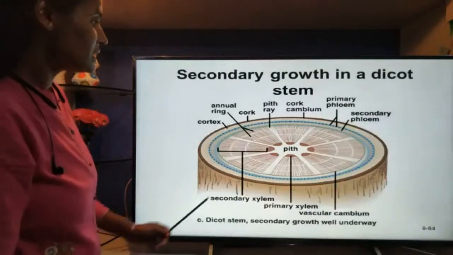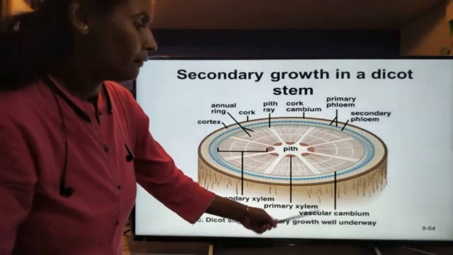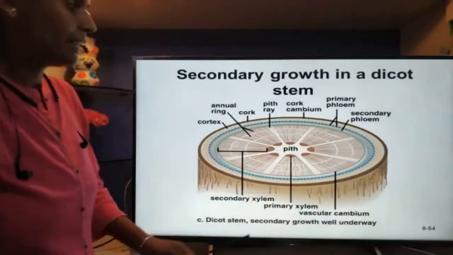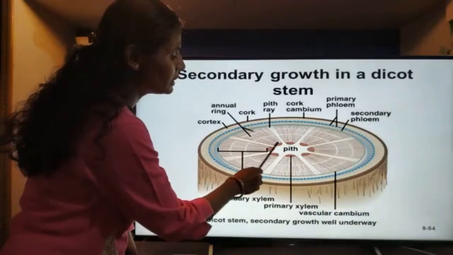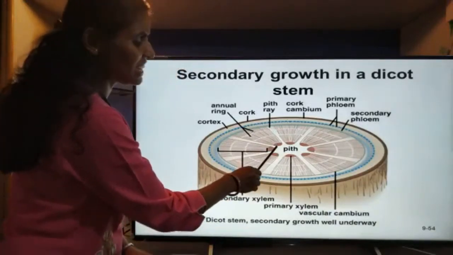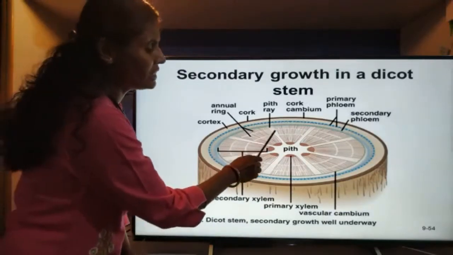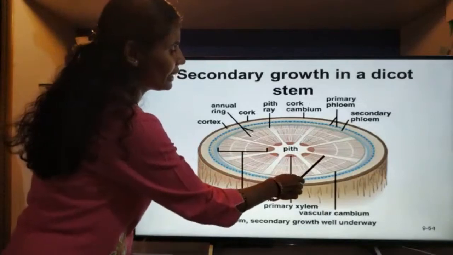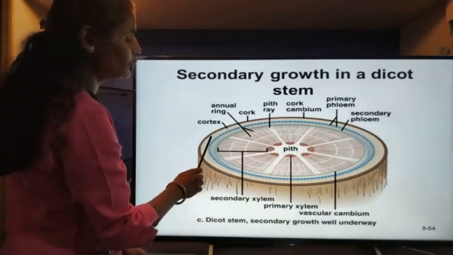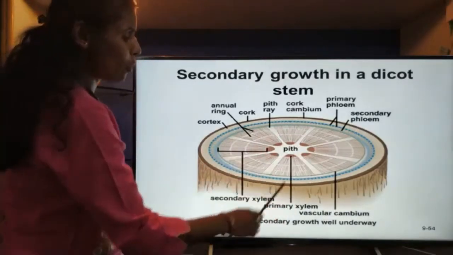So this is a diagram of a dicot stem showing secondary growth, where it has well undergone the secondary growth, where we can find the pith, and this is a large and massive secondary xylem produced as a result of secondary growth, and this is secondary phloem, and these are called the ray initials formed as a result of the secondary growth. And in the cortex region, due to the activity of cork cambium, the secondary tissues are formed.